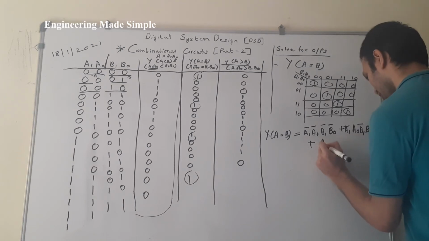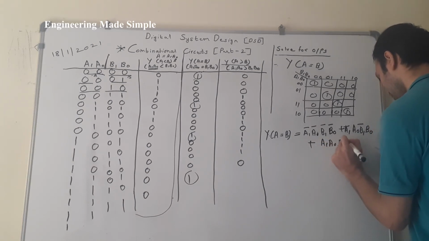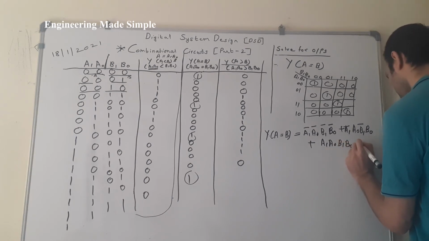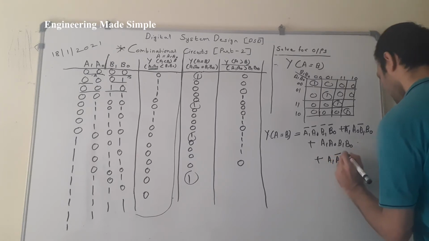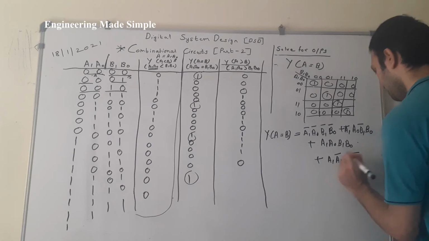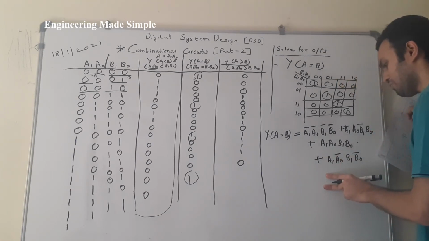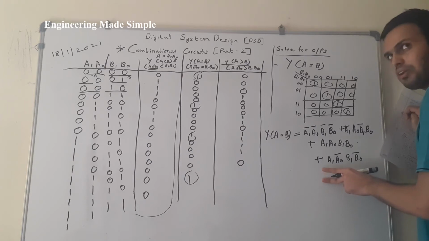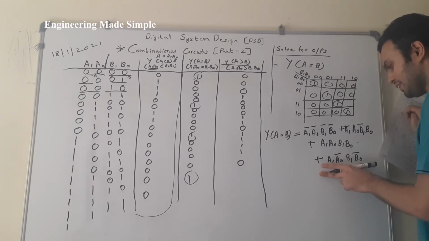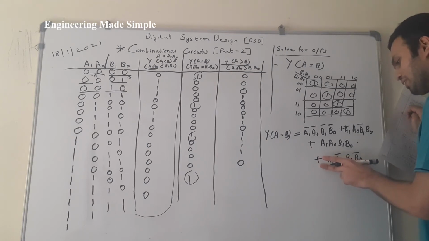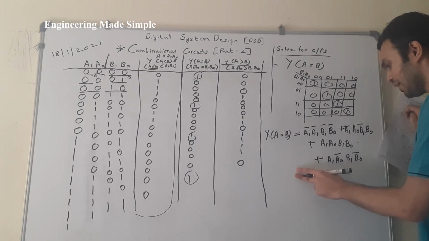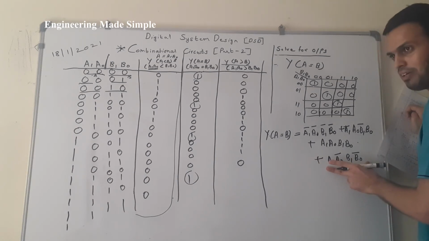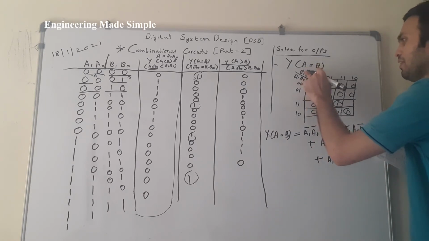Another one is A1 A0 B1 B0, plus A1 A0 bar B1 B0 bar. Now one thing you can do is simplify this equation further, or if you are doing it only for theoretical purposes, you can implement this circuit directly as it is. Or if you want to simplify using laws of Boolean algebra, you can also do that, but you can also keep this equation as it is and implement it as it is. So this is our second output, that is Y for when A is equal to B.